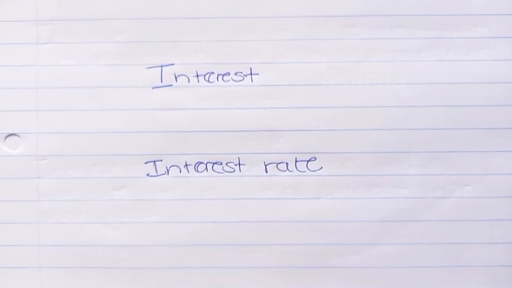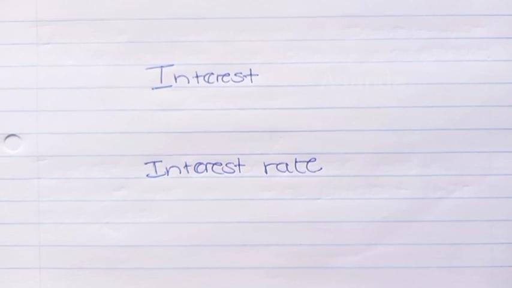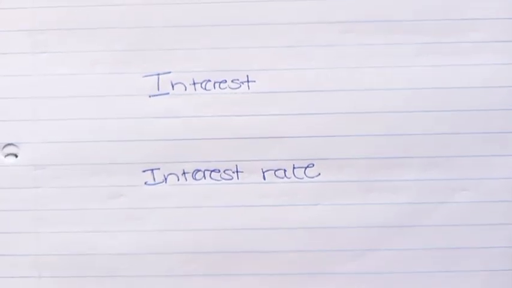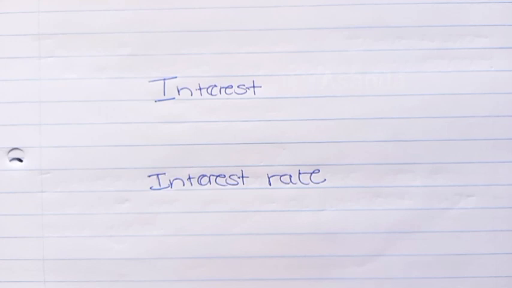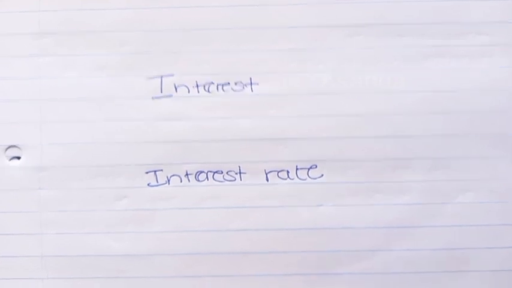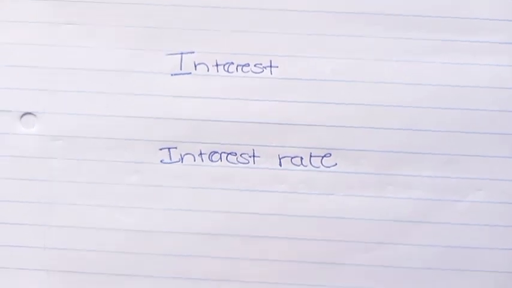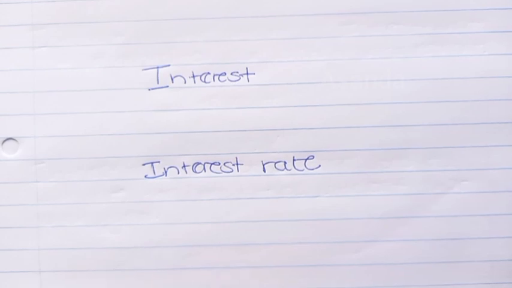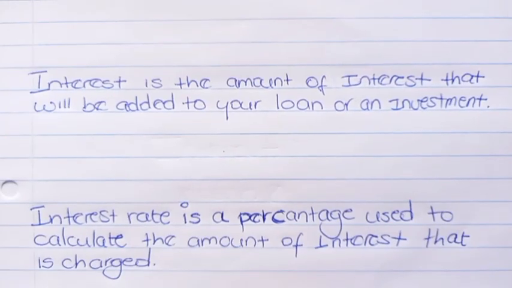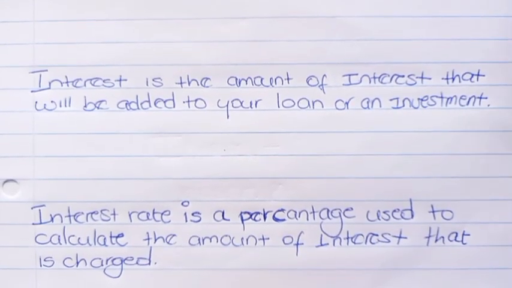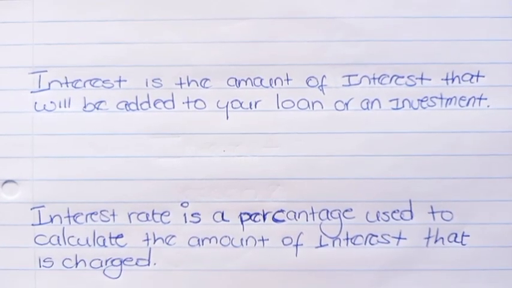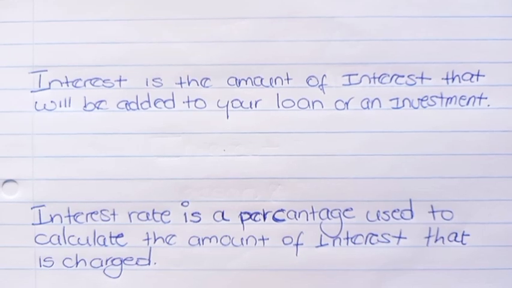The most important thing to learn when it comes to interest is the difference between interest and interest rate. They are related and work hand in hand. Interest is money and interest rate is a percentage. Interest is the amount that will be added to your loan or an investment. So it's an extra amount, right?